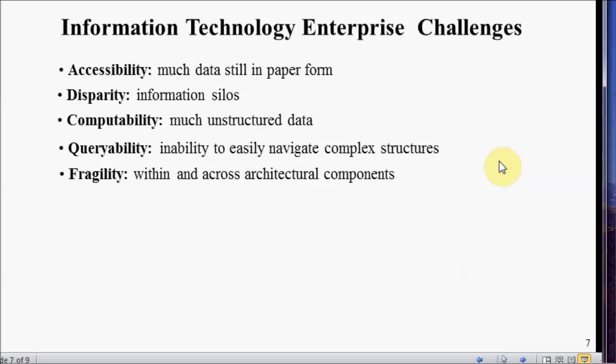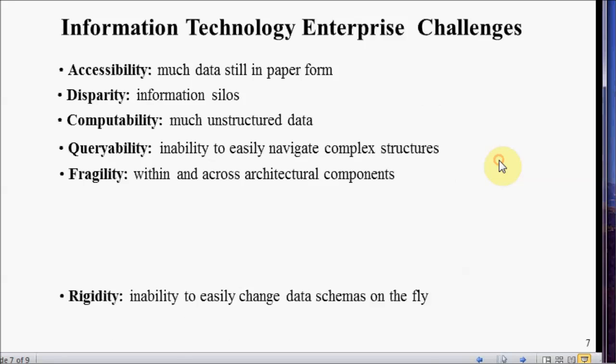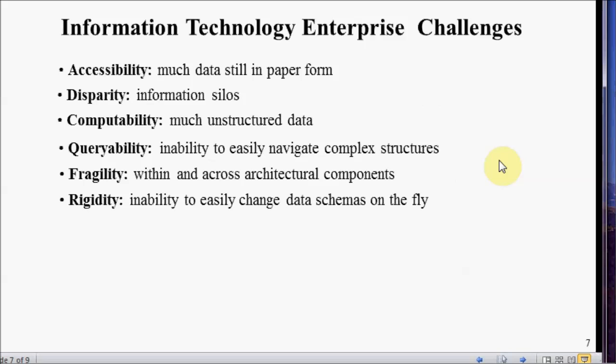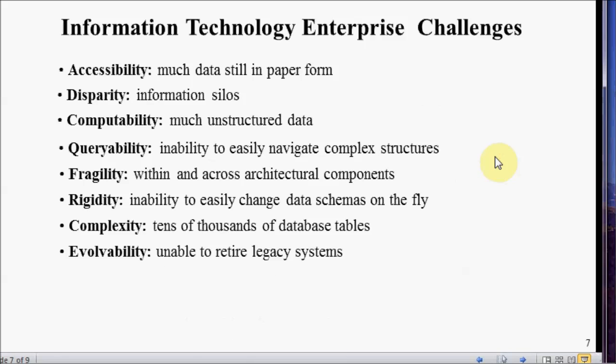Oftentimes in an enterprise system, whenever you make changes to one layer of the architecture, you get this ripple effect where other layers break. Another challenge, one of rigidity, the inability to easily change data schemas on the fly. Another challenge, one of complexity. Oftentimes enterprise systems today are comprised of potentially tens of thousands of underlying database tables. In order to query such data, you actually have to know the names of those potentially tens of thousands of tables.